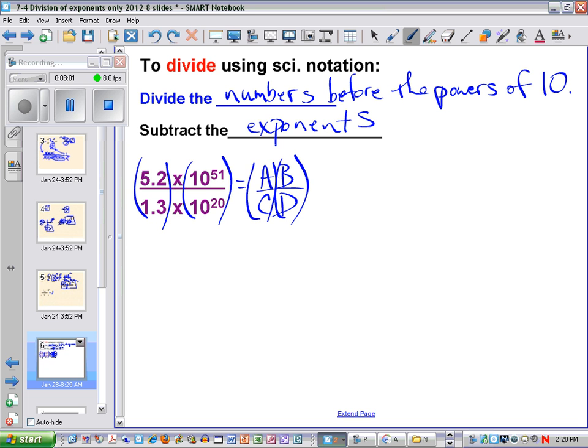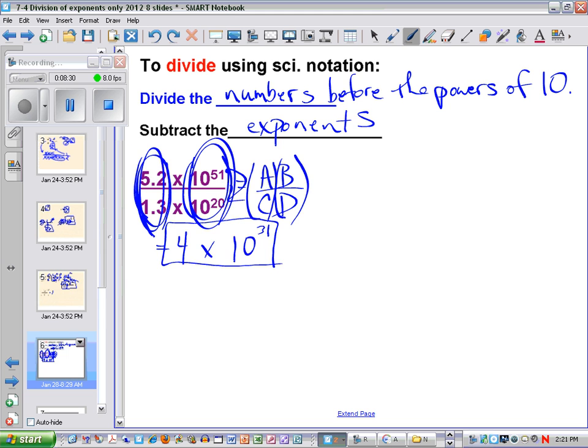Okay. So first, 5.2 divided by 1.3. That'd give us 4. Then 10 to the 51st divided by 10 to the 20th. We've got the same base, and we're dividing. So keep the same base, subtract the exponents. And it's already in scientific, so no need to compensate. So divide your numbers, divide your powers of 10, subtract your exponents.